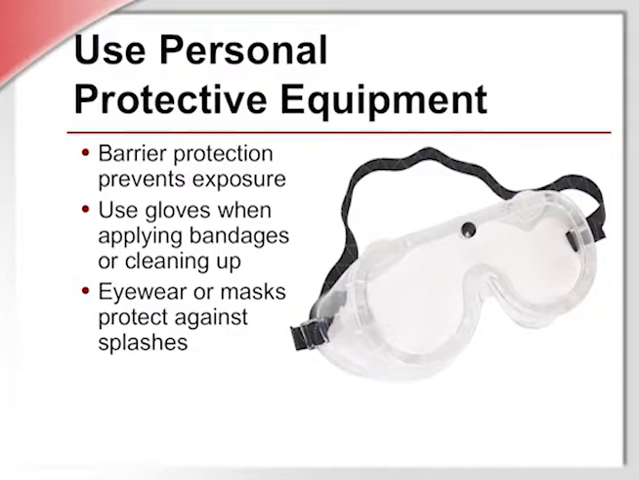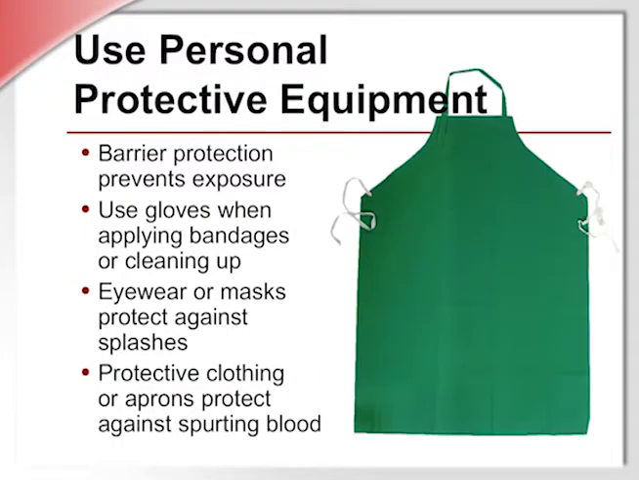Eyewear, such as goggles or even a face shield, is needed to protect against splashes of blood that might be absorbed through your mucous membranes. Protective clothing or aprons protect skin and clothing against spurting blood. Many bodily fluid disposal kits contain disposable aprons and shoe covers. Most clothing can be decontaminated by washing, but it can be difficult to remove blood from shoes.